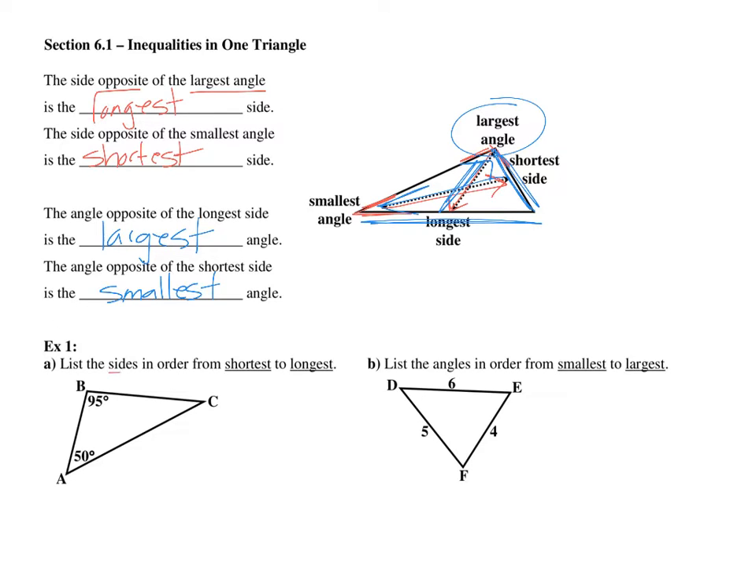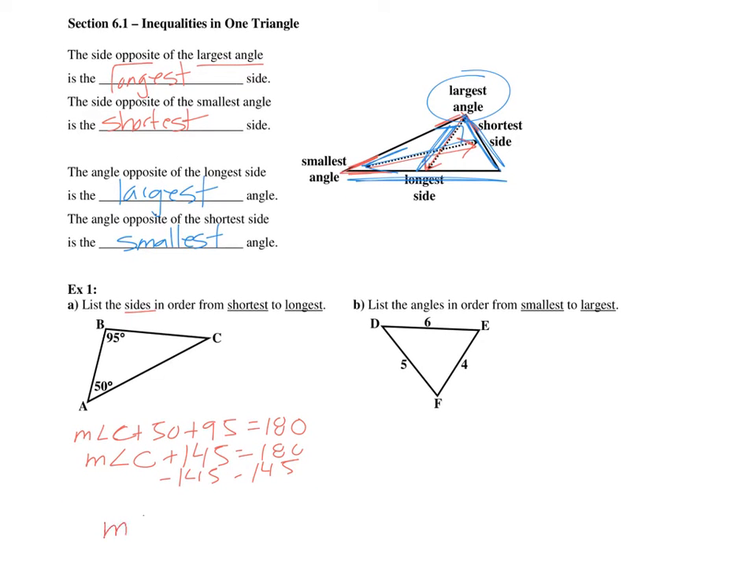All right, example 1, list the sides in order from shortest to longest. Well, before I could figure that out, I have to figure out what all the angle measures are. So here I have 50 and 95. So measurement of angle C plus 50 plus 95, all the angles of a triangle add up to 180. So the measurement of angle C is going to be 35 degrees.